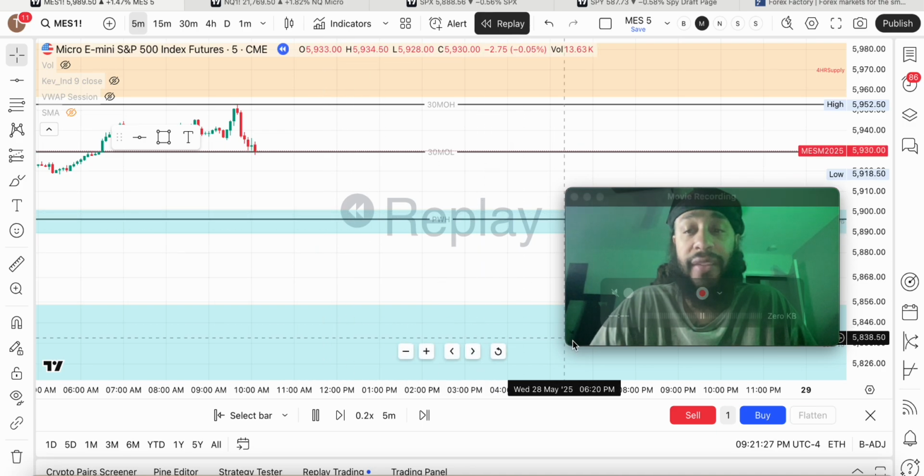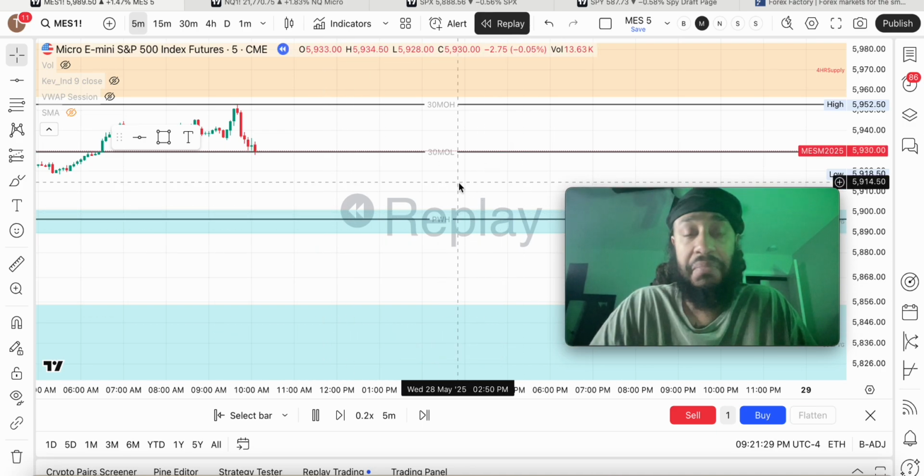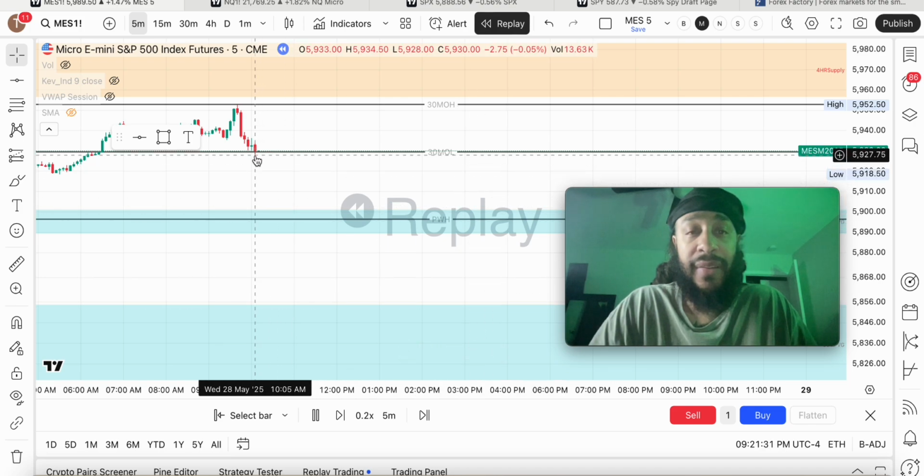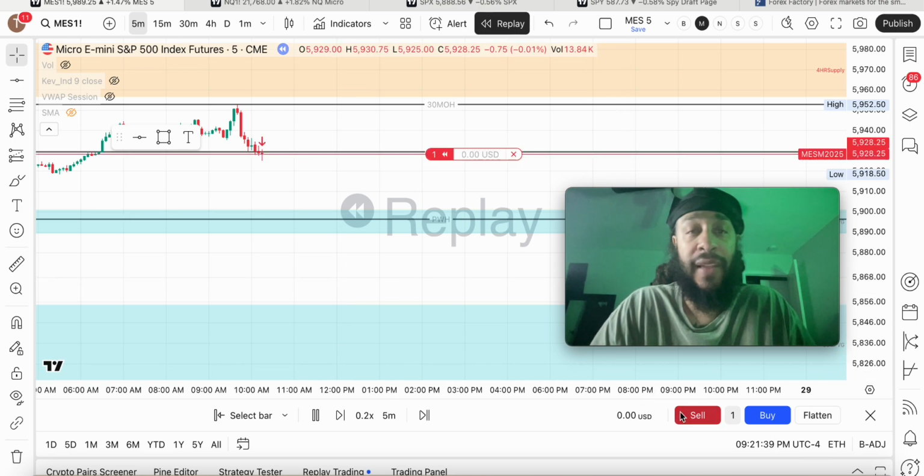I did, however, take this trade. Still on my paper account, which I'm fine with. We didn't break and hold below. No candle close. We got one candle close there. And then I actually got in on this candle. So I went in for a sell.